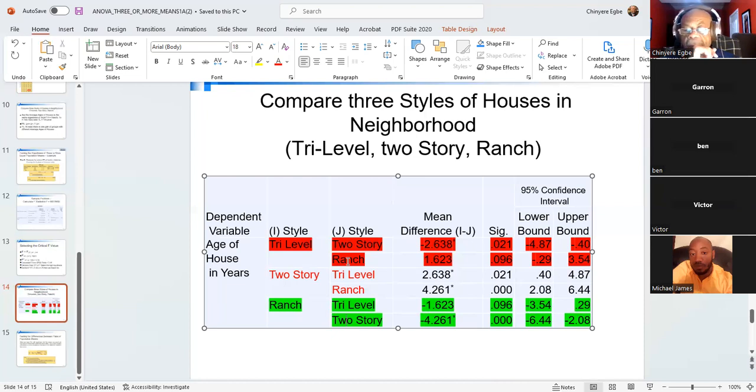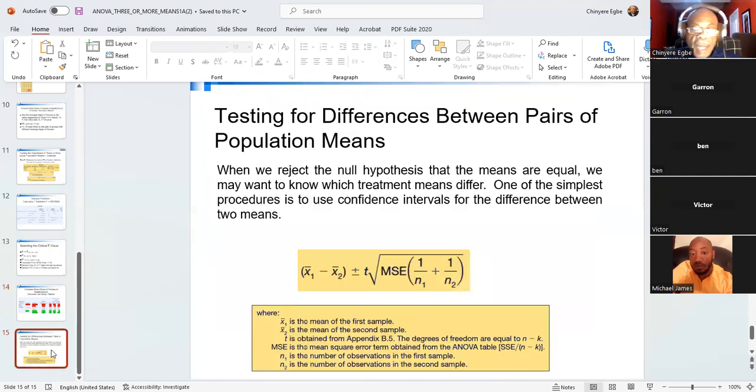Quick question, just a reminder: for the 95% confidence interval, if we get 2 negatives, that's an automatic reject? Yes. If you get 2 negatives or 2 positives. Got it. Thank you. Once you go from negative to positive, then you're not able to reject the null hypothesis.